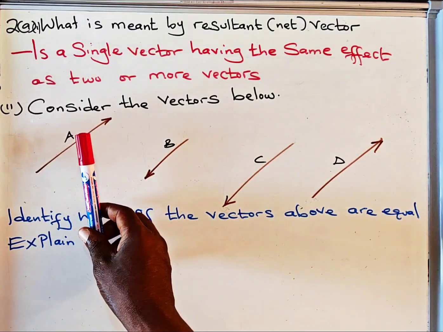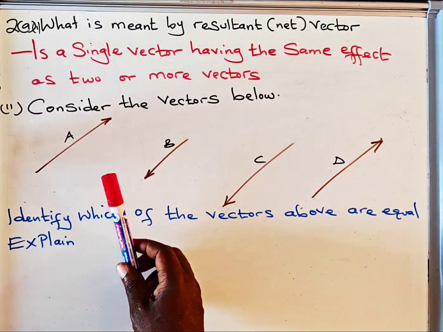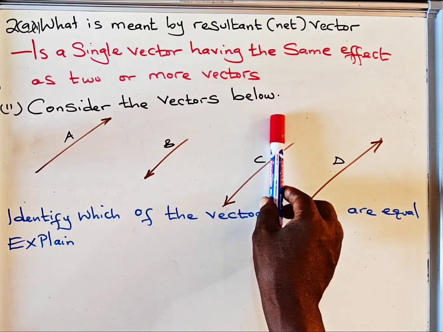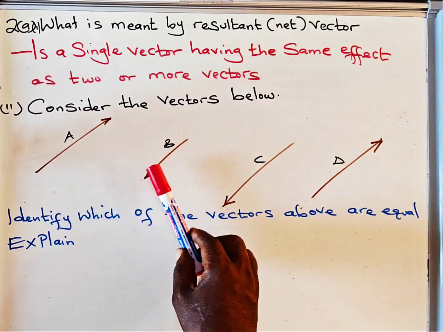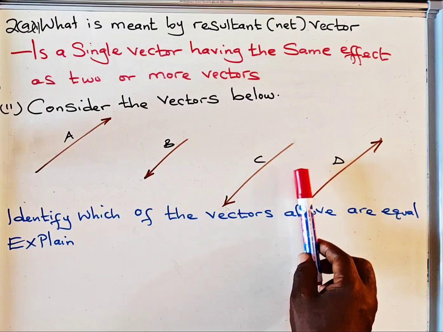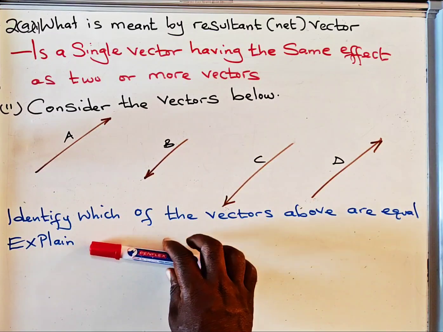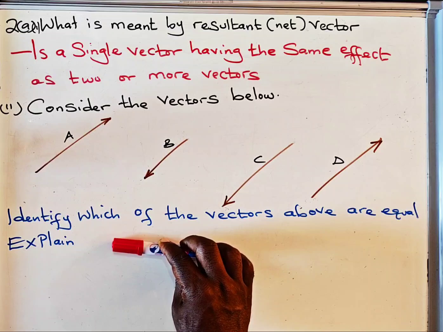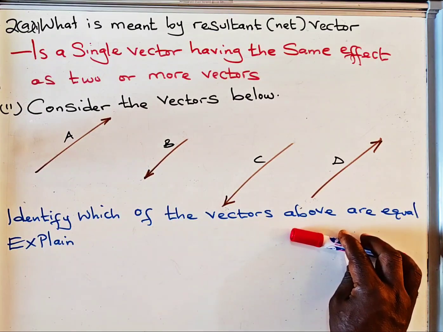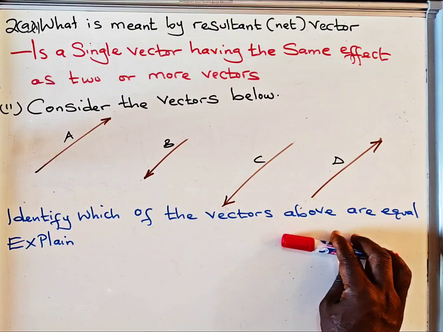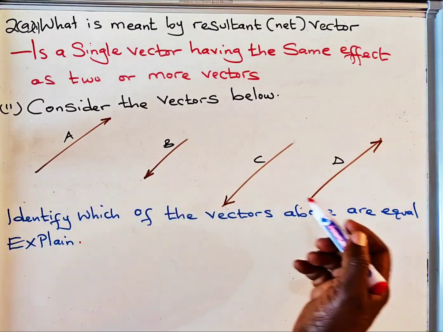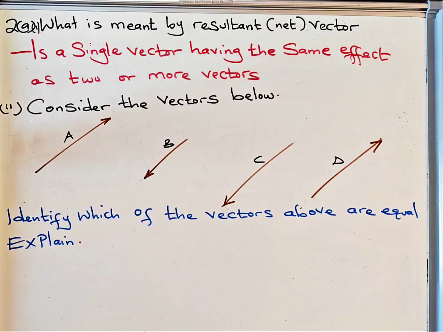Then we come to this question. It says, consider the vectors below. We have A, B, C, and D. And they say identify which of the vectors above are equal, and explain. So which of these vectors are equal?